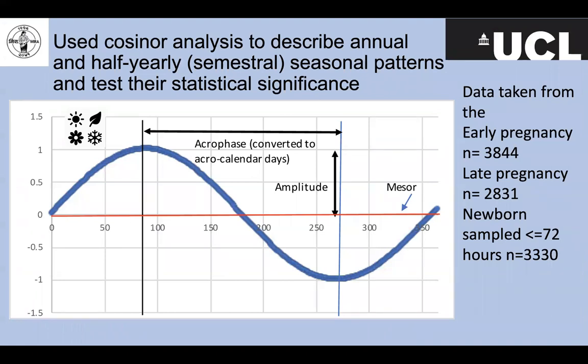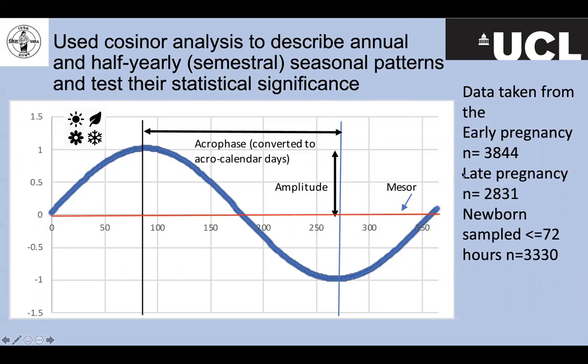So we used cosinor analysis to describe the annual and half-yearly or semestral seasonal patterns and to test the statistical significance of these patterns. To do this, we take the day of the year and calculate sine and cosine terms for that day of measurement. And then we use that as a covariate in a regression model with our outcome of interest. And from that, we're able to calculate the amplitude of the seasonal effect, as well as the acrophase, which gives us the timing of the peak or the trough.